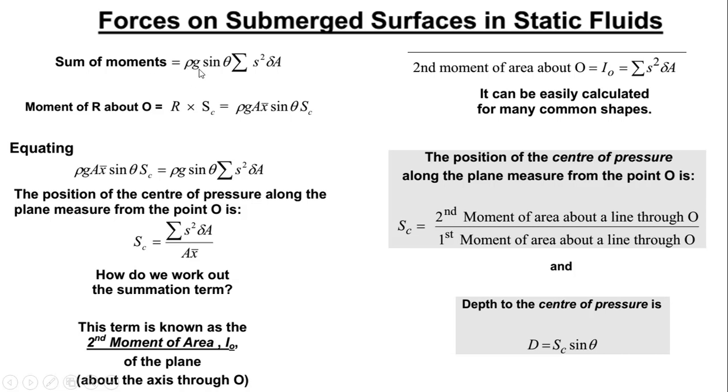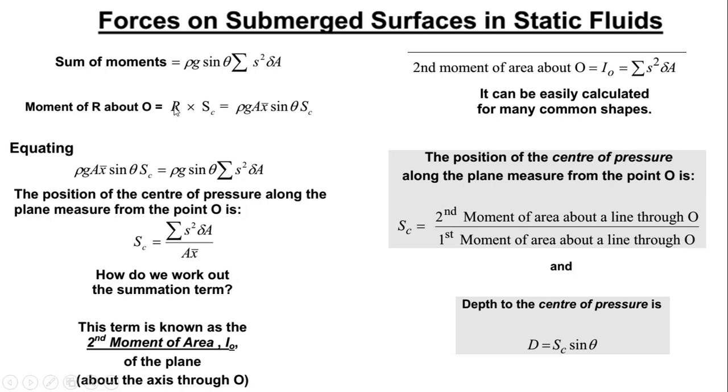Of course, acceleration due to gravity, we take it constant. And sine theta, we are not changing any angle, so this is constant. So the only thing that can vary is S and A. So from here now, the moment of R about O will be equal to R multiplied by SC, which will be rho g A x bar sine theta multiplied by SC.